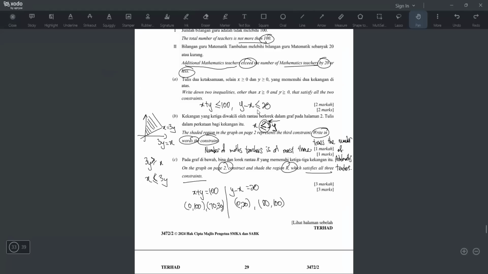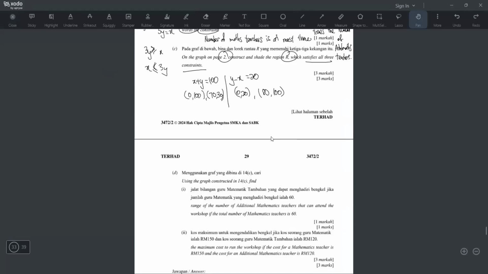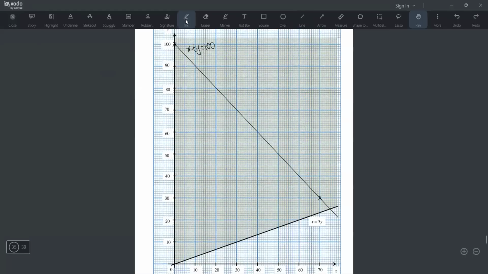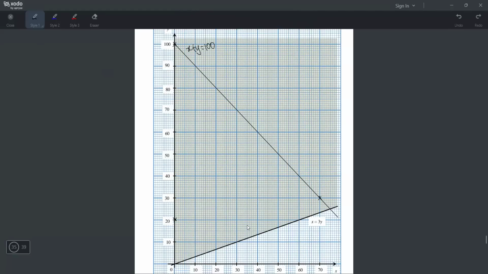Because dia ada line bawah macam ni kan. Okay, what's the point? 0, 20, 80, 100. Solid line. 0, 20, 80, 100. Okay, 80 is here. Okay, boleh lah, boleh plot. Walaupun dia sampai 70, but yeah, kita ada ruang untuk plot 80, so tak ada masalah. Just plot saja. Okay, let me plot this again. 20. Okay, now we just join using ruler and it's solid line also.